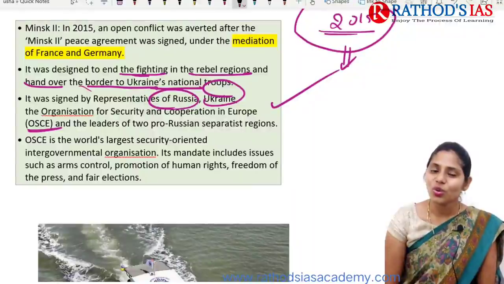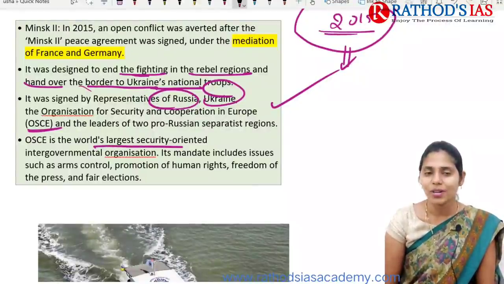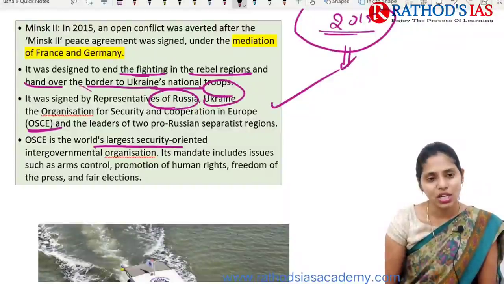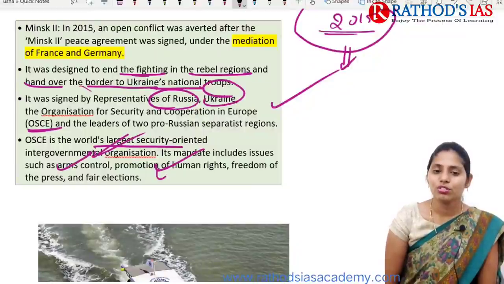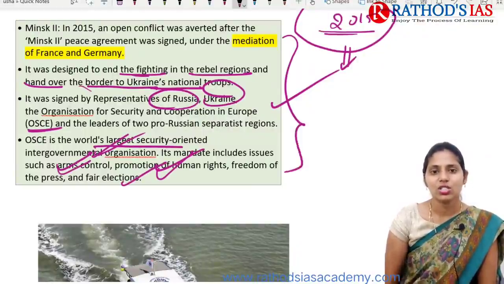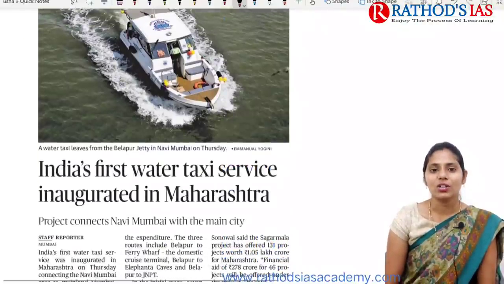And as you all know, the OSCE is one of the world's largest security-oriented intergovernmental organizations. It is not a government, it is an intergovernmental organization. It mainly has a mandate on issues regarding arms control, promotion of human rights, freedom of the press and free elections. So this is the gist of this topic. And now let us see the next topic.